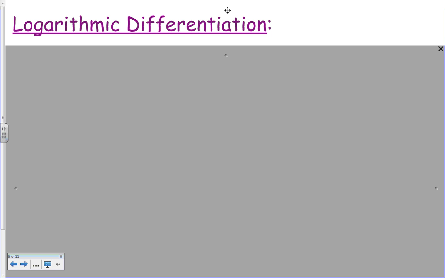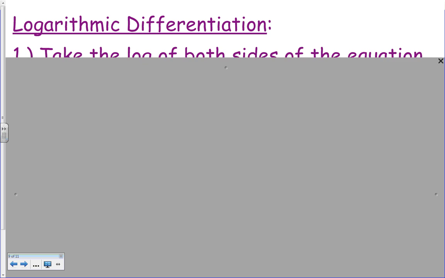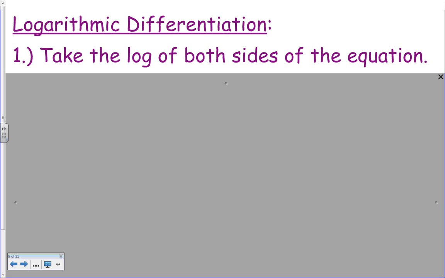Logarithmic differentiation. There's basically 3 steps that we're going to go through to be able to use this technique. So let's just write down what those steps are. The first step is to take the log of both sides of the equation. Regardless of whether the problem involves logs or not, we're going to take the log of both sides. The reason for doing that is because we can then use some properties of logs to help us simplify the problem. In some cases, that's all we're doing, and in other cases, as we'll see, this is the only technique we'll have in order to find the derivative of that particular function.